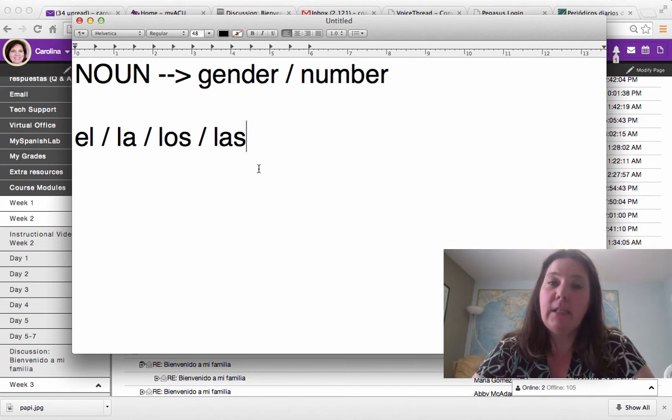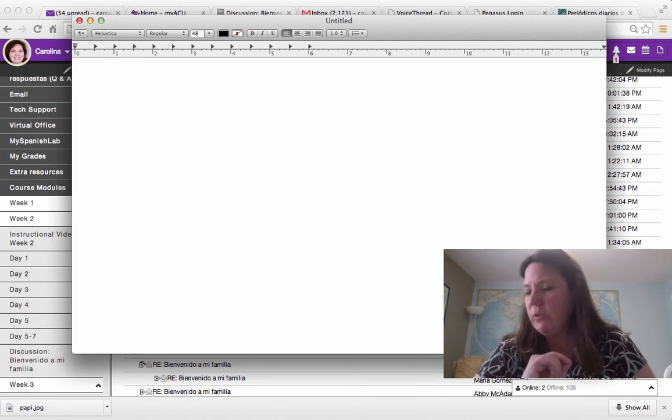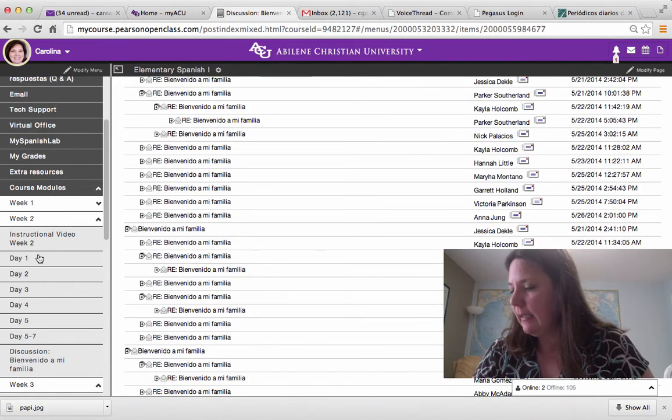The same thing with articles, el, or la, or los, or las. If the noun is singular and feminine, you're going to use la. If it's singular and masculine, you're going to use el. Okay. So that's the only thing that I noticed, which is completely understandable. Okay, and it comes with time to understand that.